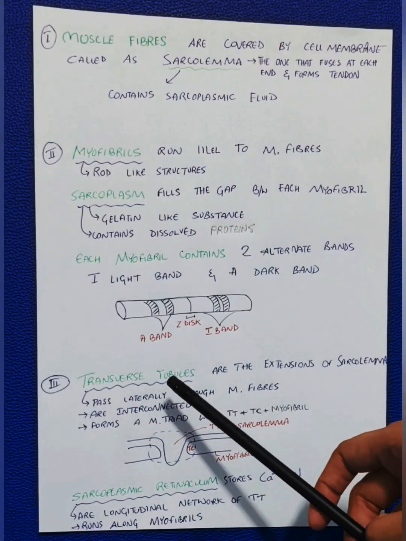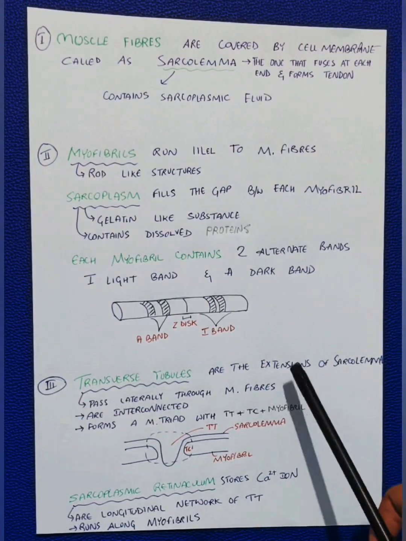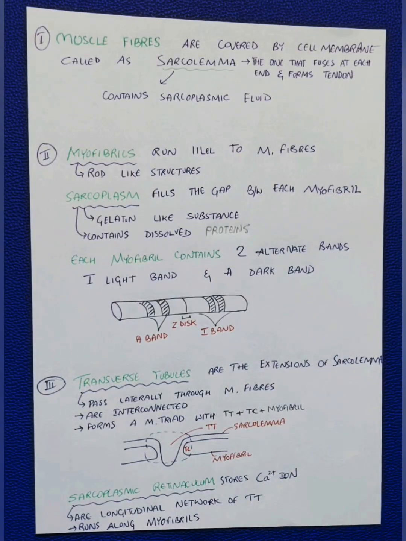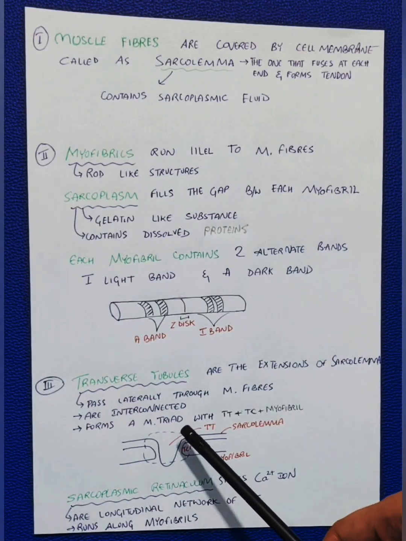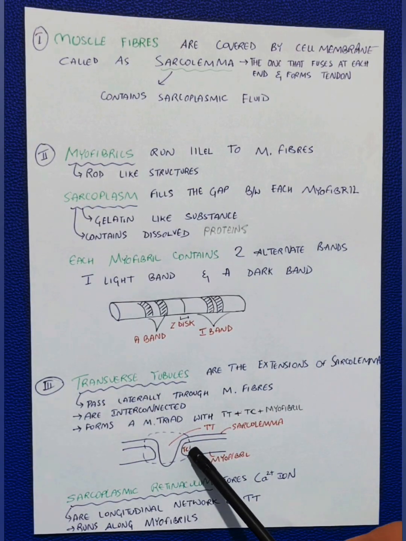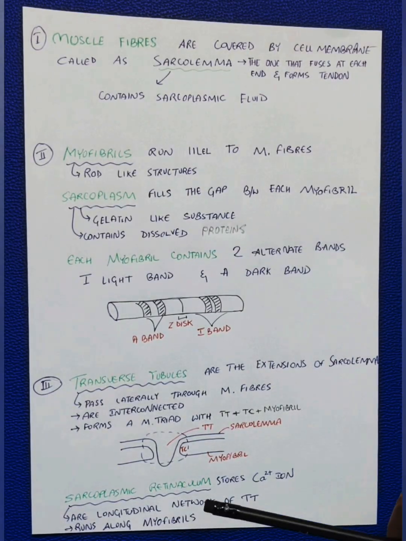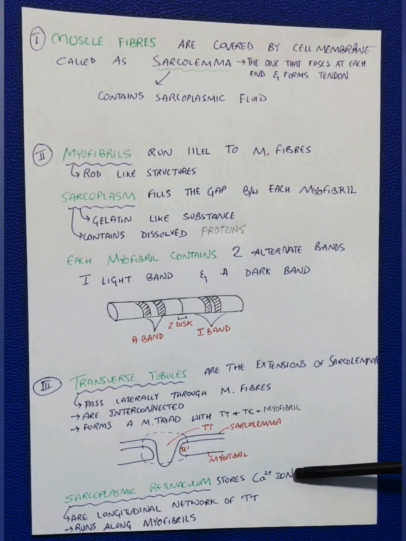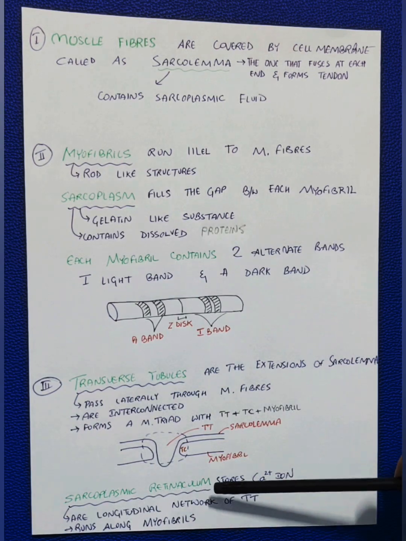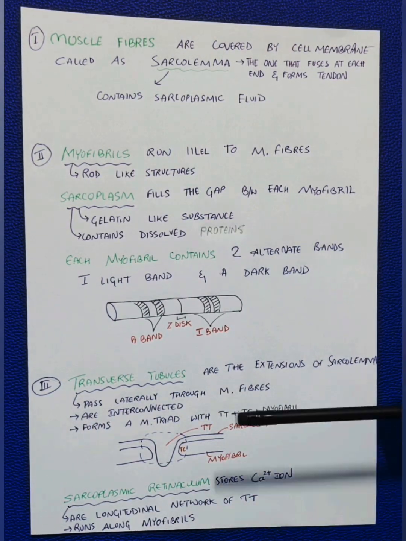Now transverse tubules are the extensions of the sarcolemma. They pass laterally through the muscle fibers and are interconnected. They form a muscle triad with the transverse tubule, terminal cisternae and the myofibril. The sarcoplasmic reticulum is known to store calcium ions, and these are longitudinal networks of transverse tubules that run along the myofibril.